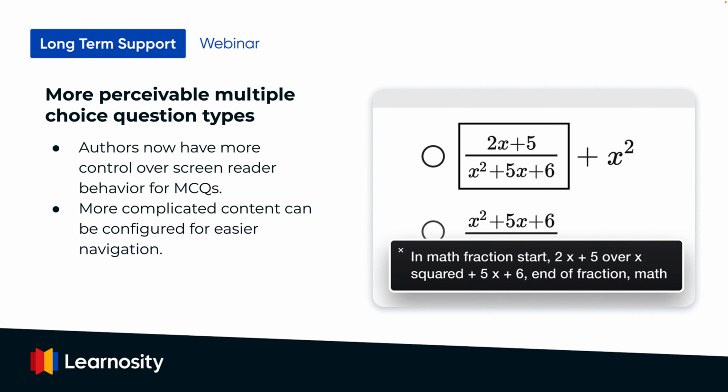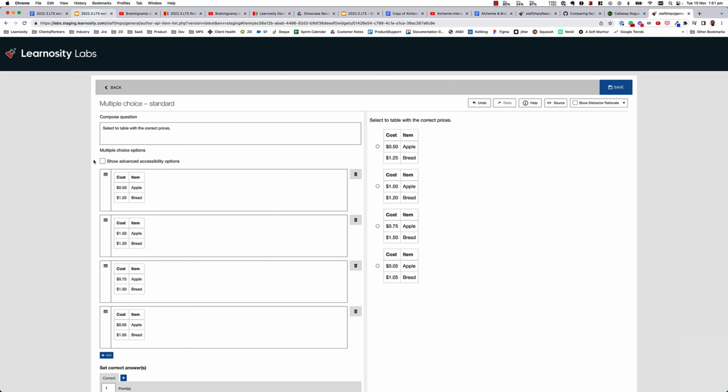Also in multiple choice, authors now have more control over the screen reader behavior for complex content. So content creators can now configure more complicated content like tables or complex math for easier navigation by screen readers. Let's take a look. Learnosity's multiple choice question tries to make smart decisions based on the sort of content that we might expect. Part of the design criteria is anticipating the different sorts of content that you might have within a multiple choice distractor. Plain text, formatted text, images, tables, math expressions, combinations of all of these.